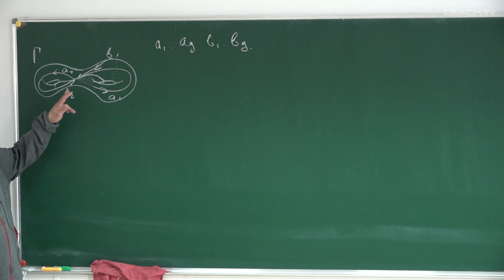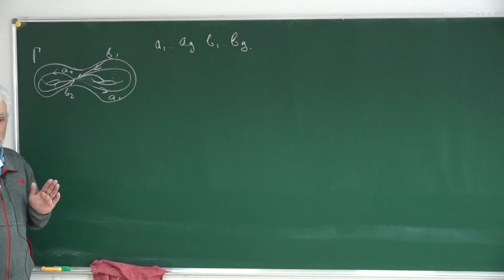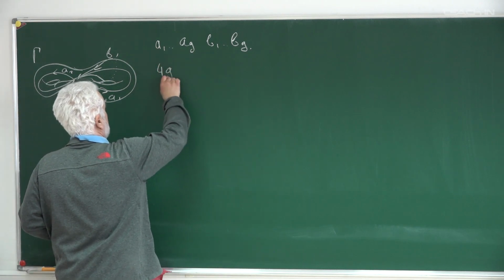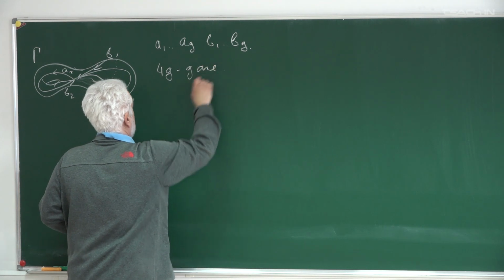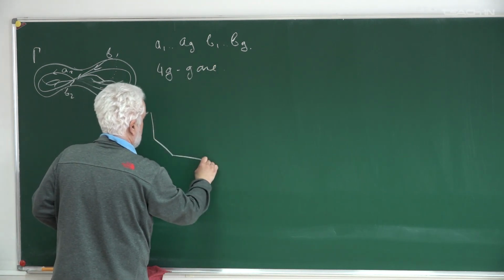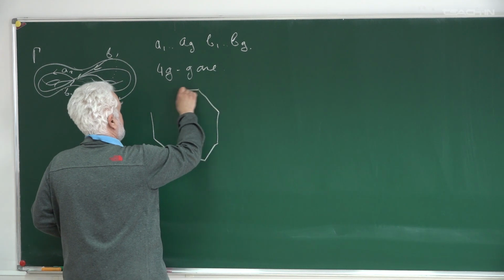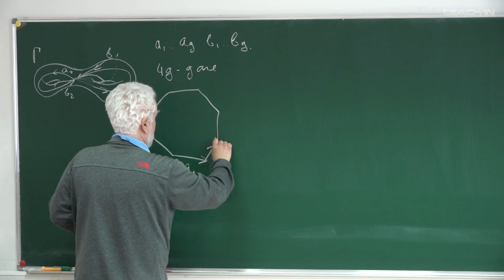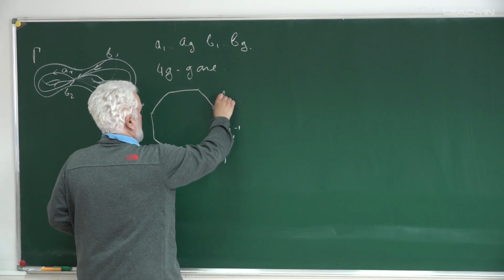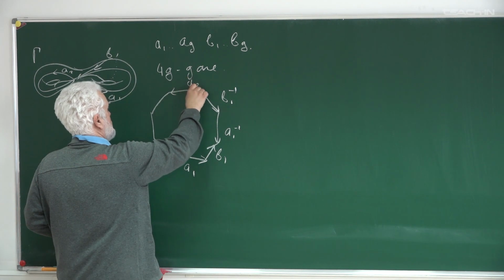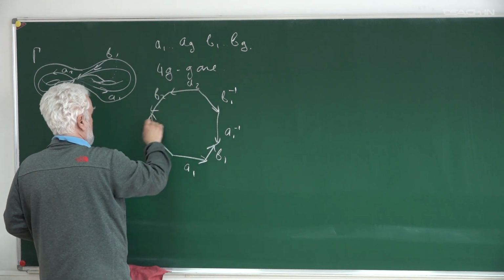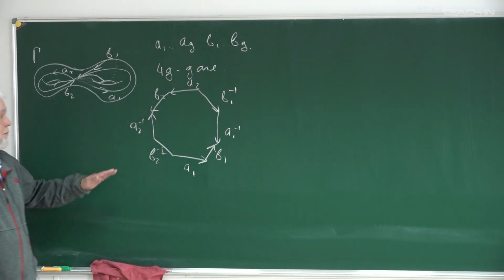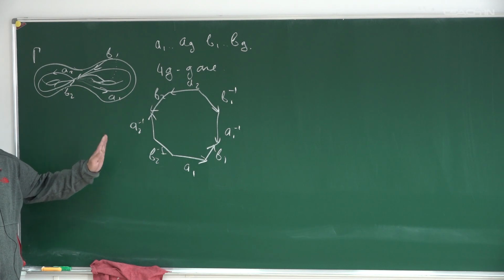After cutting the Riemann surface along these cycles, we obtain a polygon, a 4g-gon. Here it will be an octagon. A1, B1, A2, B2, minus 1. It's a full octagon.